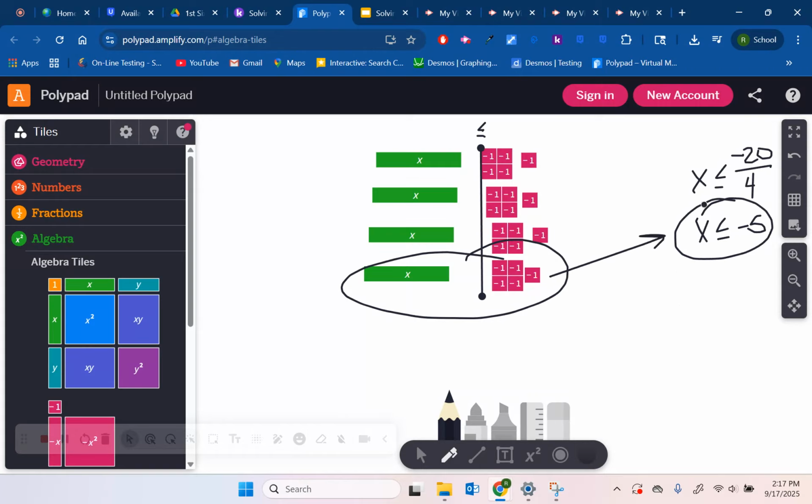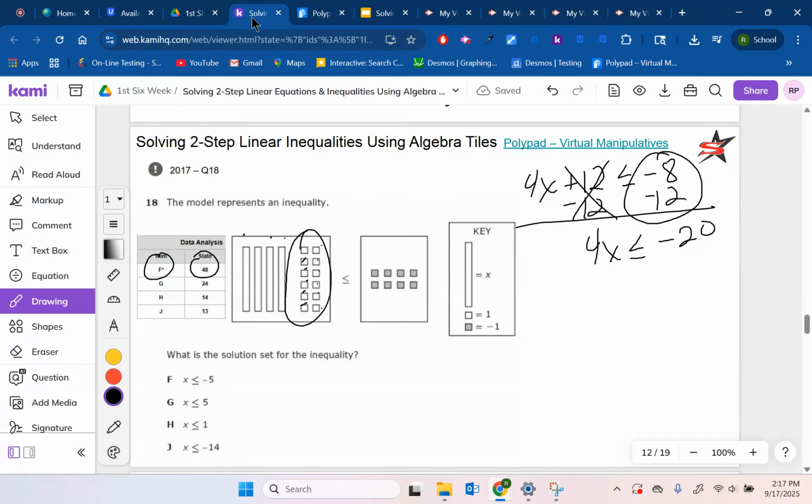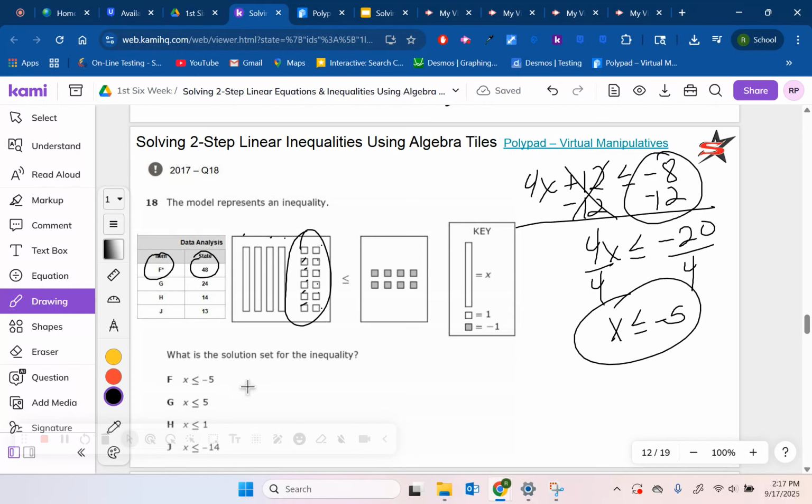There is no flipping. There's nothing going on yet. The x is positive, man. We're good, guys. And now, is that an answer over here? Divide by 4. X is less than or equal to negative 5. The answer is F. You see, less than half the state got this correct answer. Only 48% of the state got the right answer.